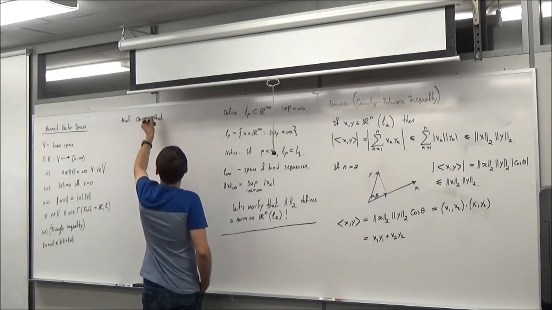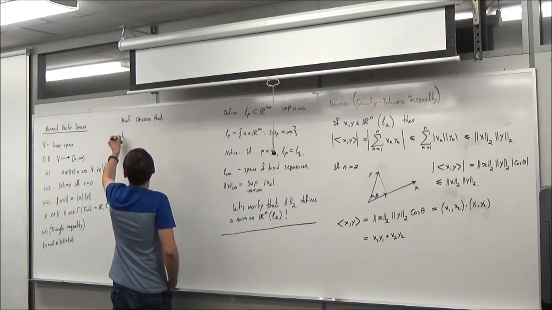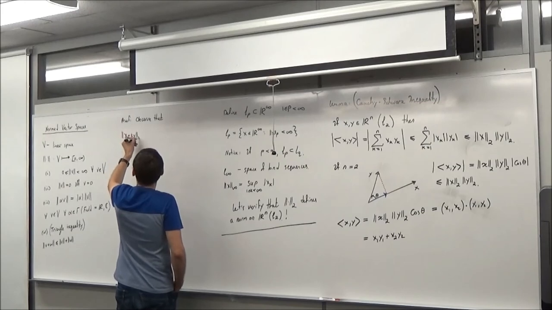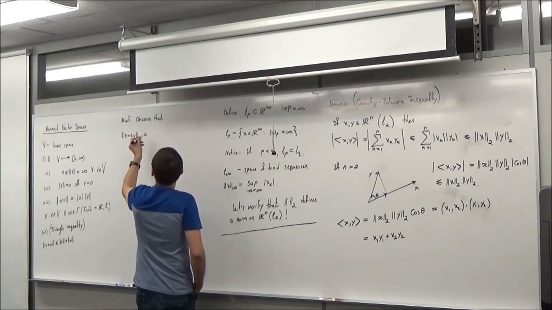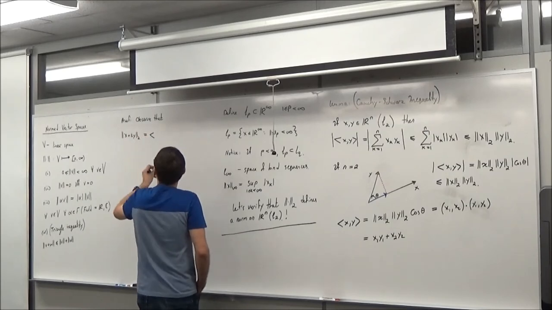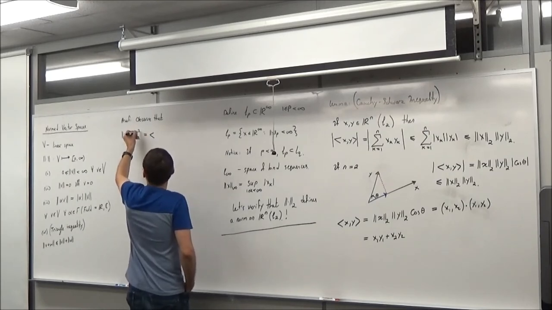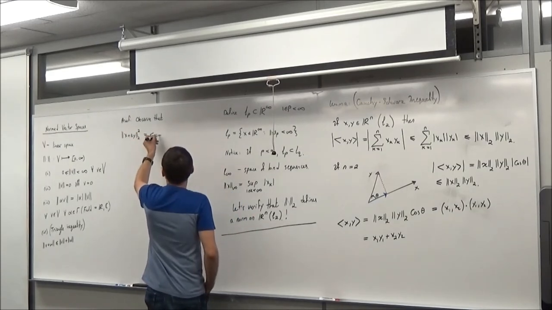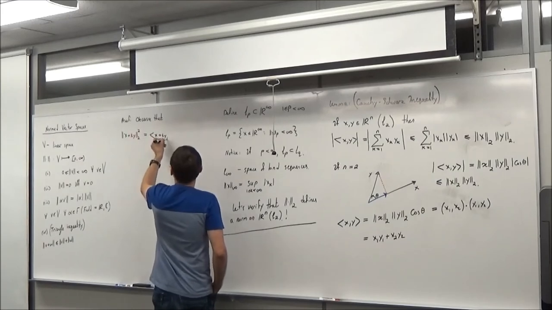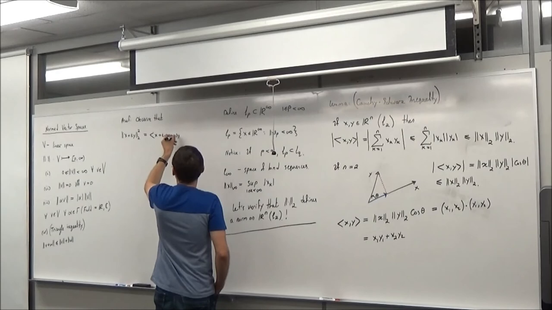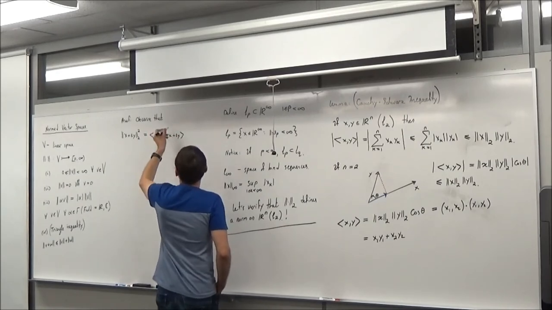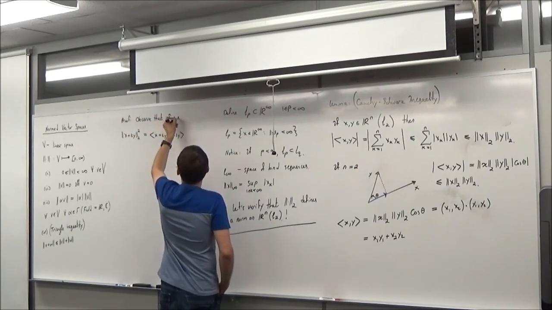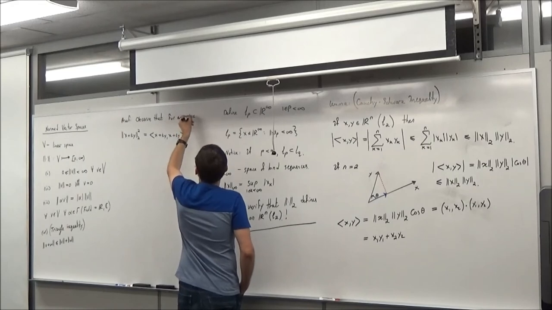So observe that if I take the norm of x plus t times y, this norm squared is the same thing as taking the dot product of x plus t times y with itself, for any t that is a real number.